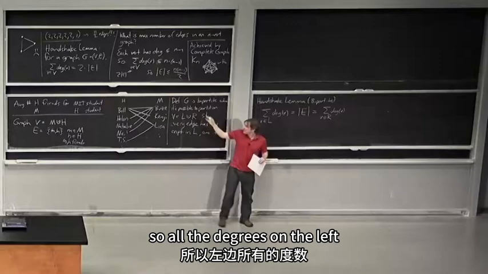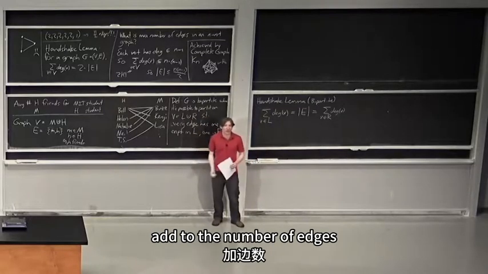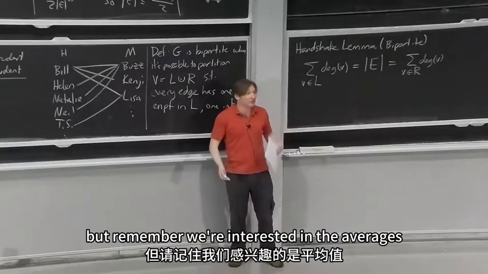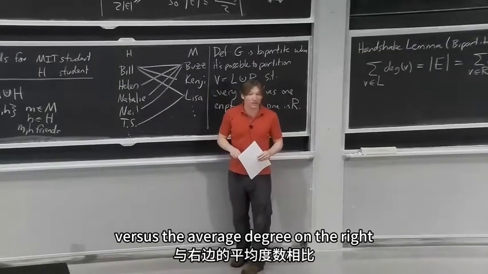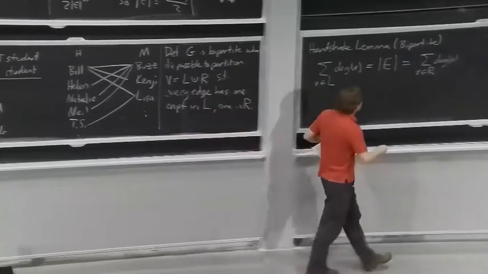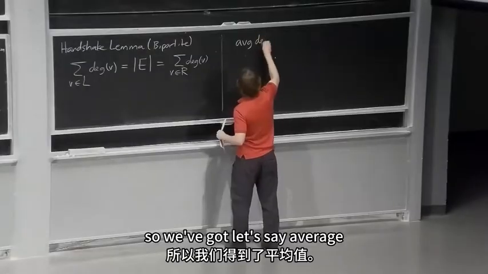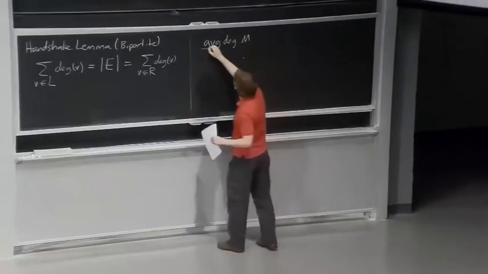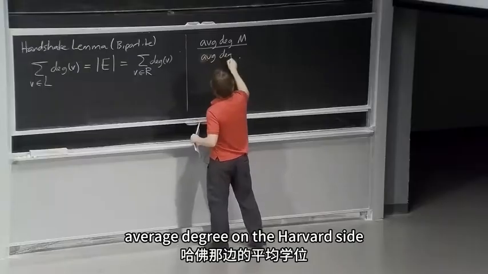So all the degrees on the left add to the number of edges. All the degrees on the right add to the number of edges. But remember, we're interested in the averages, the average degree on the left versus the average degree on the right. All right? So let's say the average degree on the MIT side divided by the average degree on the Harvard side.